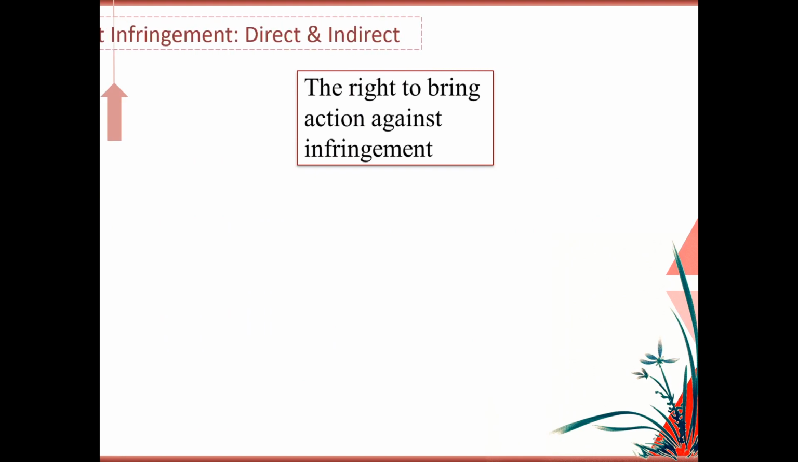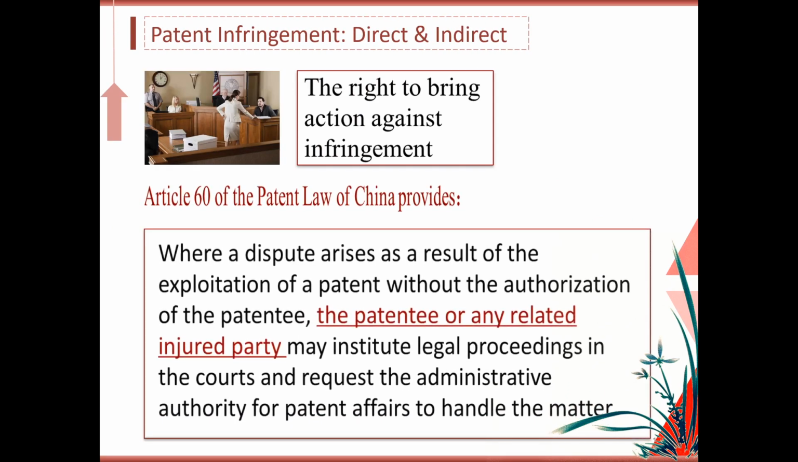The right to bring action against infringements under Article 60 of the Patent Law of China, it is a general rule or a default rule that the patentee, that's a patent owner, and any related injured party or the party who suffered from an infringement may institute legal proceedings in the courts and also have the right to request the administrative authority for patents to handle the matter.